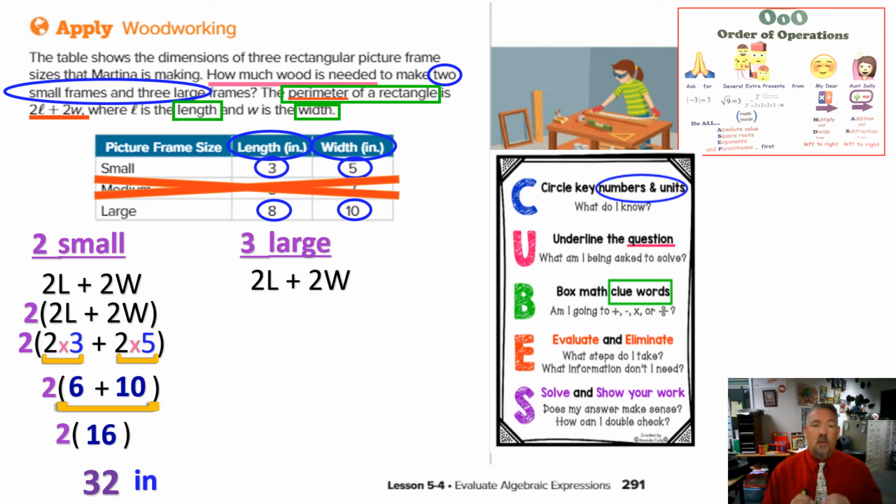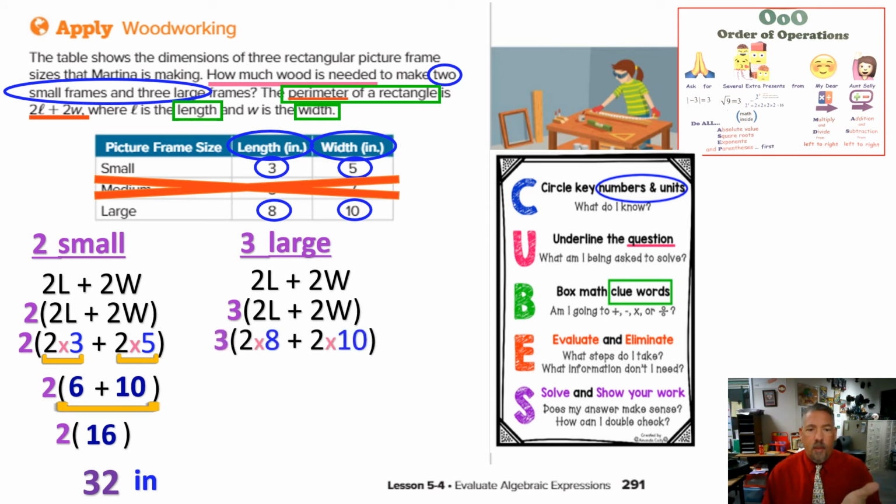So I need 32 inches of wood to make two small frames, but now I need to do the large frames. So I want to fill in the same information. So this time I have a 3 in front, and I know my formula, it's going to go inside my parentheses, is 2L plus the 2W. And the information they give me in my chart, they say my length is 8 and my width is 10. All right, so for the large, I have my new math problem, 2 times, in parentheses, 2 times 8 plus 2 times 10, closing my parentheses.